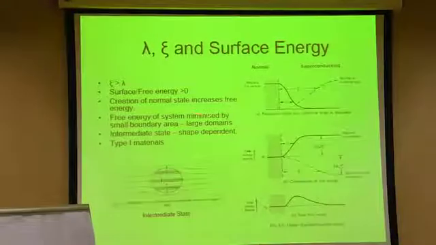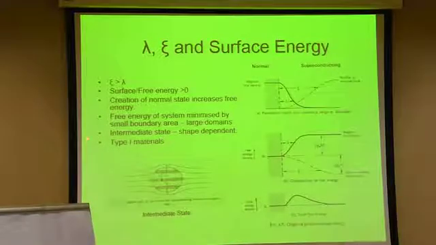So in type 1 superconductors, we have the intermediate state, which is shape dependent, in which we have large domains of normal state and superconducting state. So this is the characteristic of type 1 superconductors when we apply a large enough field.